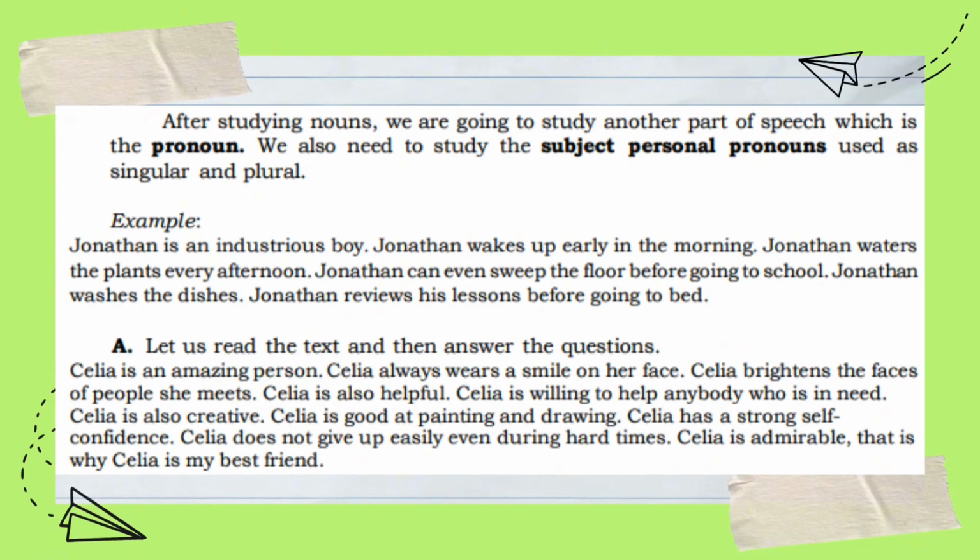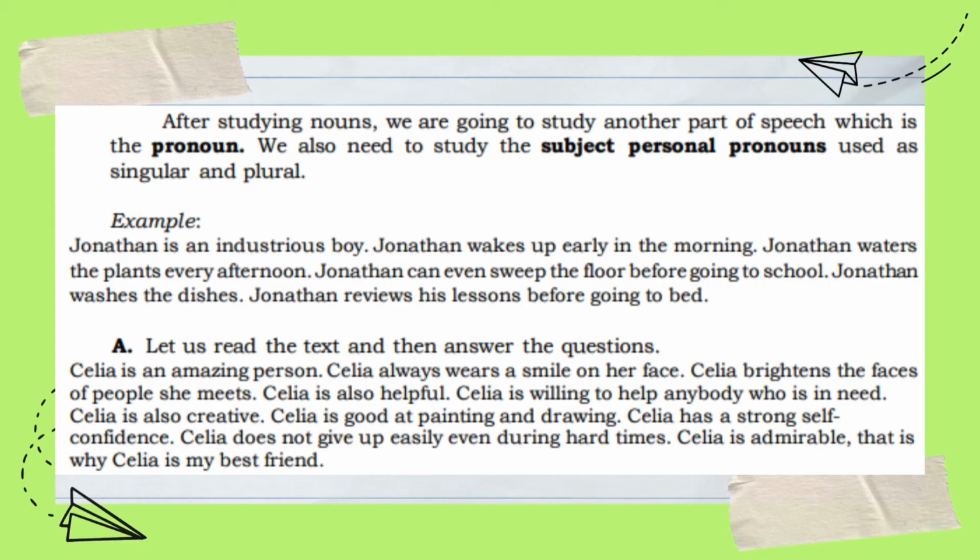Okay, so let us read another text and then answer the question. Celia is an amazing person. Celia always wears a smile on her face. Celia brightens the faces of people she meets. Celia is also helpful. Celia is willing to help anybody who is in need. Celia is also creative. Celia is good at painting and drawing. Celia has a strong self-confidence. Celia does not give up easily even during the hard times. And Celia is admirable. That is why Celia is my best friend.